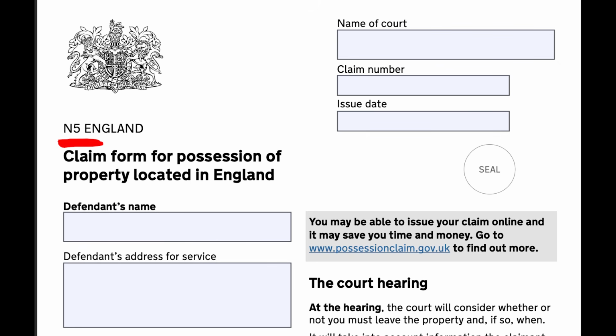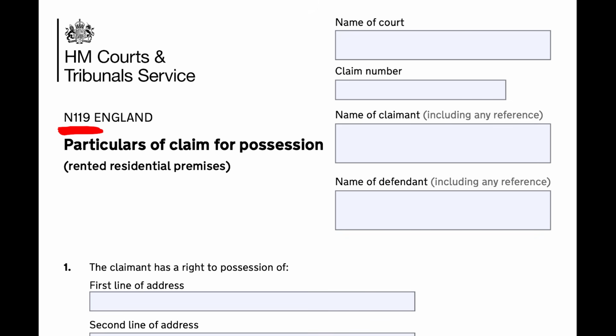So these are called possession proceedings, and it starts with a possession claim using Form N5, that's the claim form, and Form N119, the particulars of claim, accompanied by a proof of service, copy of the tenancy agreement, and evidence for each ground. The court will issue the claim, allocate a claim number, and fix a hearing date, and send it to the tenants by first class post. The tenant usually has 14 days to respond with a defence.